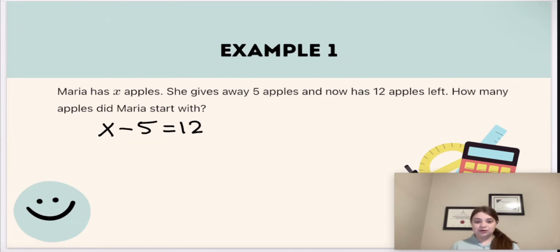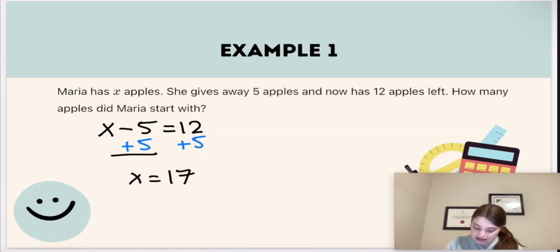Next I'm going to add 5 to both sides in order to undo this minus 5, right? How do we undo a minus 5? We add 5. And if I add 5 to the left side of my equation, I also have to add 5 to my right side as well. So minus 5 plus 5 gives us nothing over here, so we just have X on our left. On our right, we have 12 plus 5, which is 17. So therefore, Maria started with 17 apples.